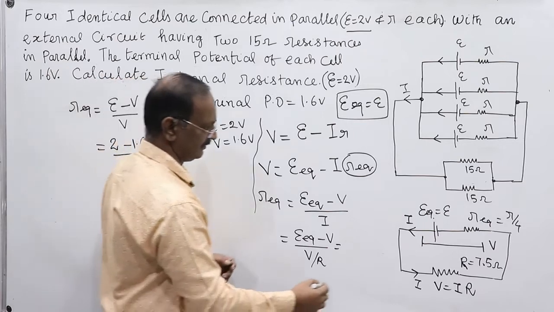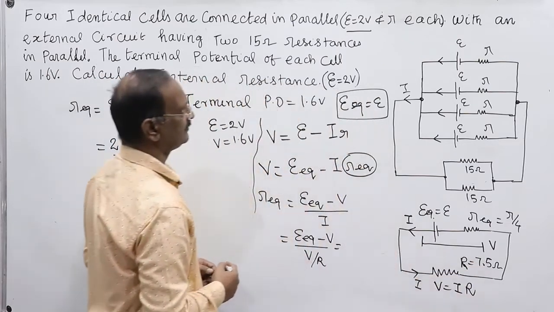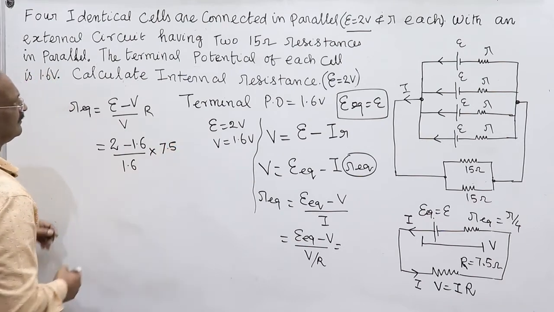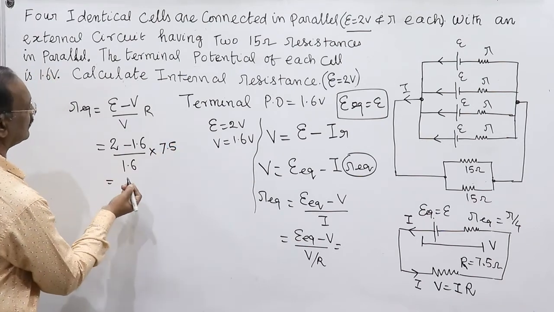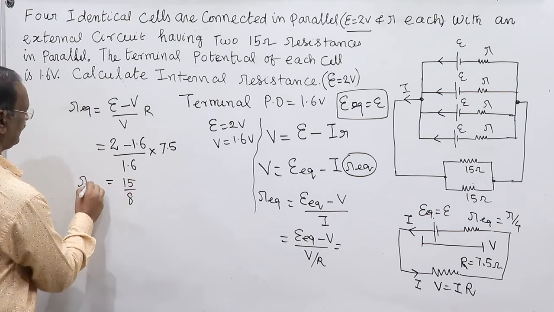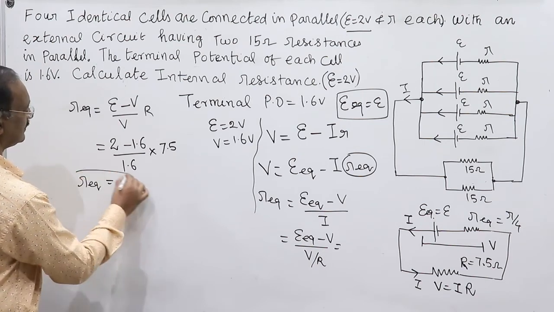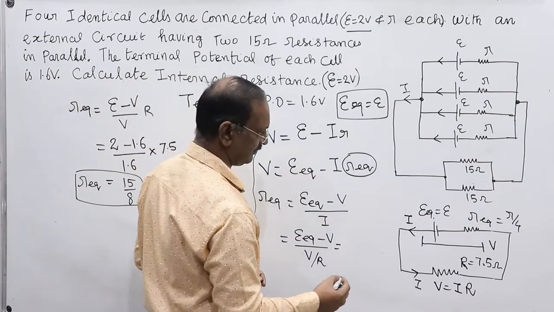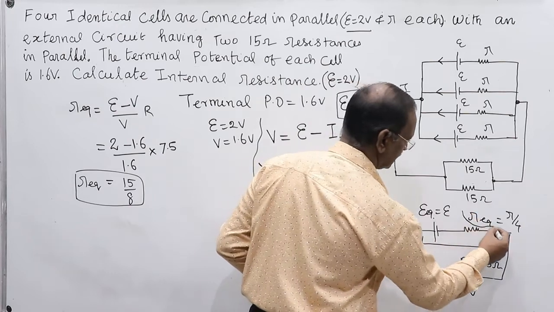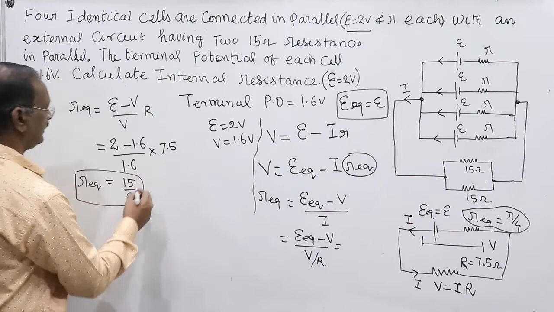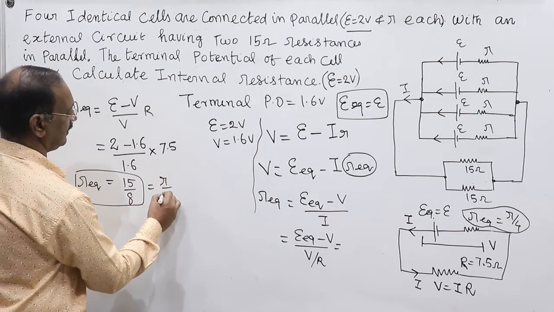R is equal to this one. It comes to 7.5, which on calculation comes out to be 15 by 8 R equivalent. This is another one: as it is, R equivalent is equal to R by 4. Equating these two, R equivalent is also equal to R by 4.